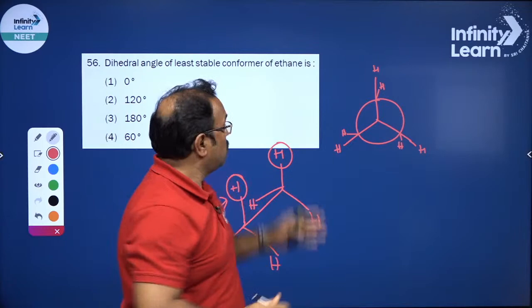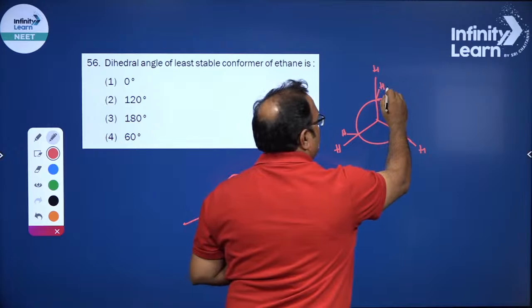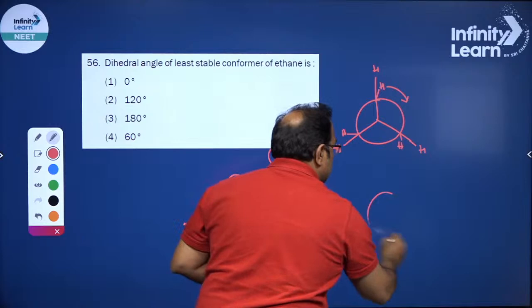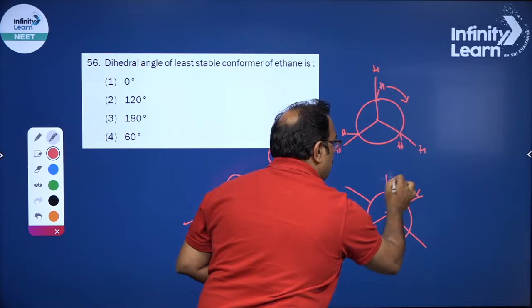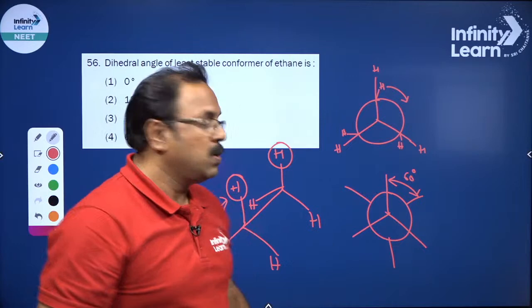The other form where it has least repulsions is when it moves around 60 degrees, where you will get a staggered form. You see now like this, this is a staggered form where they are away from each other by 60 degrees. So clearly the repulsions reduce and it is the stable form, whereas the eclipsed form is having repulsions.